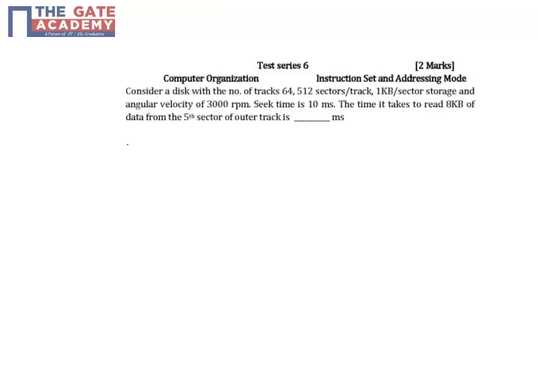So first of all, if we want to calculate the total disk access time, then that particular time will be the addition of three things. First is seek time, plus rotational latency, plus data transfer time. Seek time they have given, 10 milliseconds.